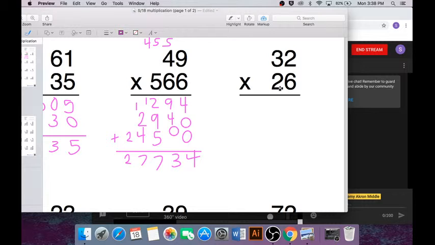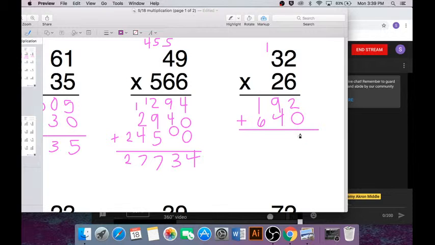Now we have 32 times 26. 6 times 2 is 12. Now the 2, carry the 1. 6 times 3 is 18, plus 1 is 19. We're going to move over to the 2, so we're going to put a 0 to hold our place. We have 2 times 2 is 4. And then 2 times 3 is 6. We're going to add those together.